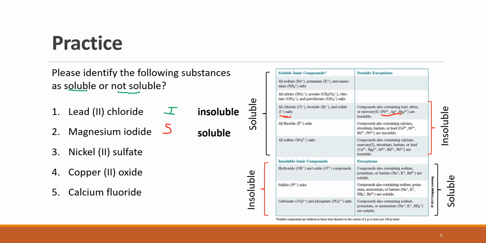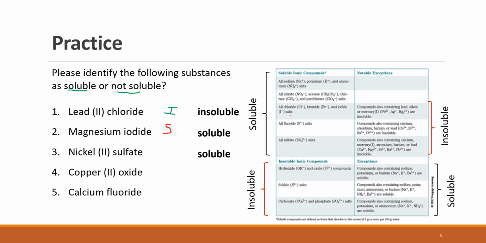The next example, we have nickel 2 sulfate. So for nickel 2 sulfate, we want to look for the sulfate ion. So the sulfate ion's down here, so it's saying the sulfate ion is usually soluble unless it's attached to calcium, mercury, strontium, barium, or lead. So in this case, is sulfate attached to one of the exceptions? No, it's not. Nickel is not one of the exceptions, meaning that nickel 2 sulfate will dissolve or be soluble in the solvent that it's in.